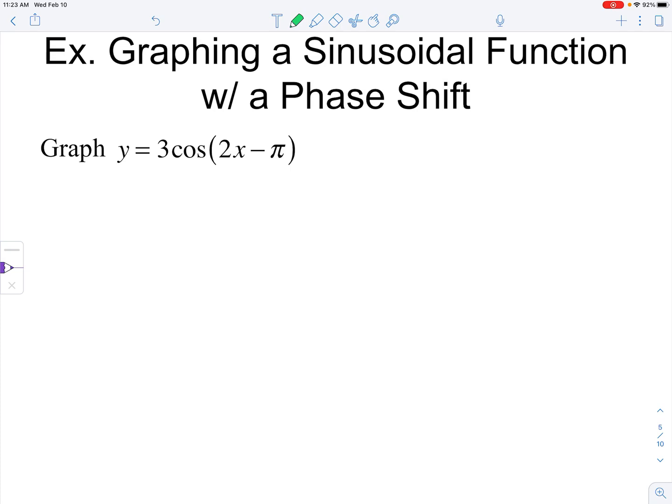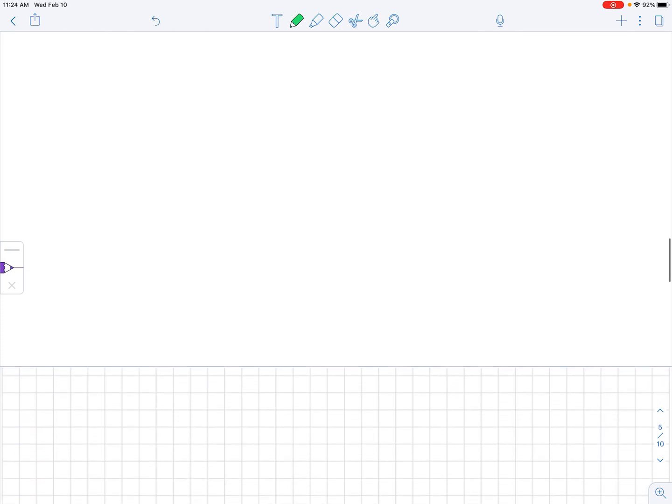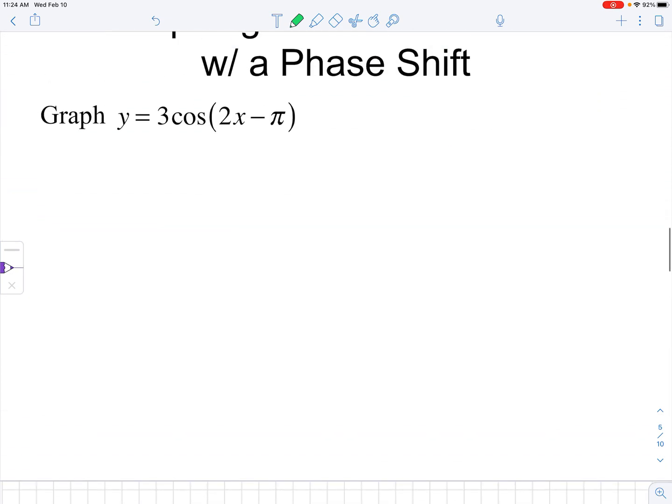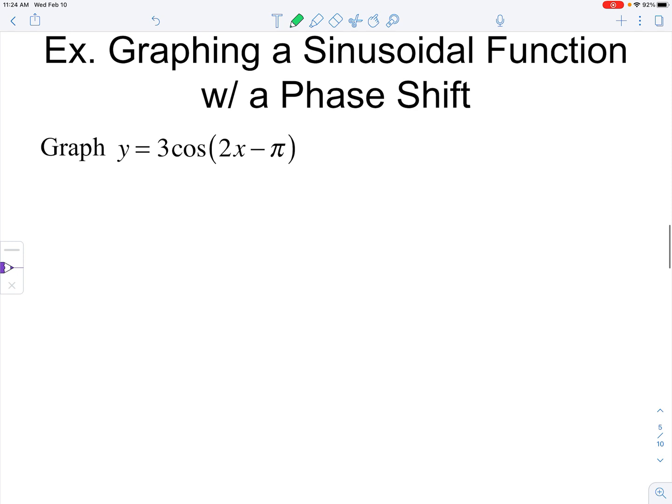So we're going to graph y equals 3 times cosine of 2x minus pi. And I've given you the graph paper down here to graph. I haven't given you the x-y axis because there's a shift happening, so we're going to draw this on our own.